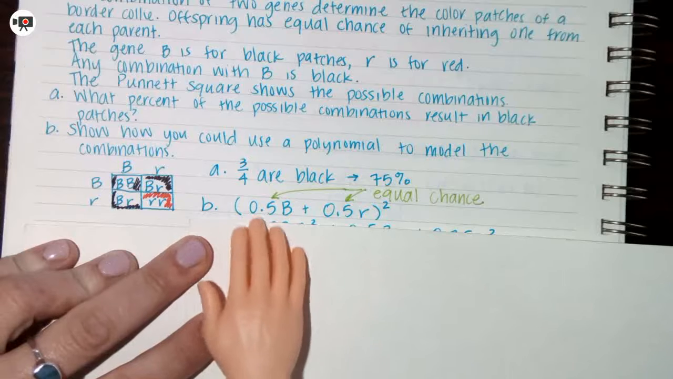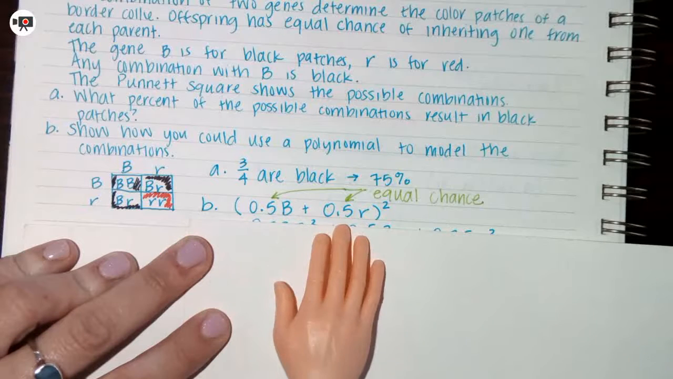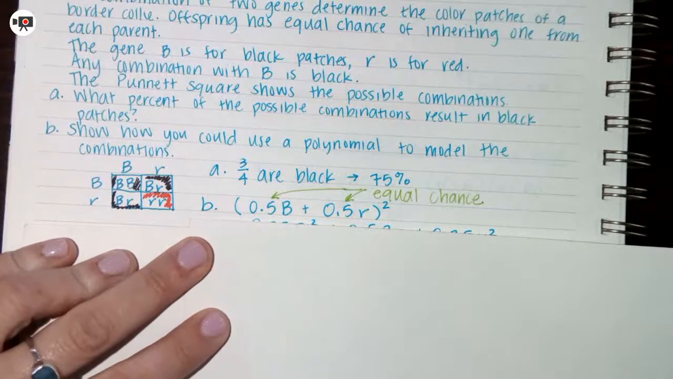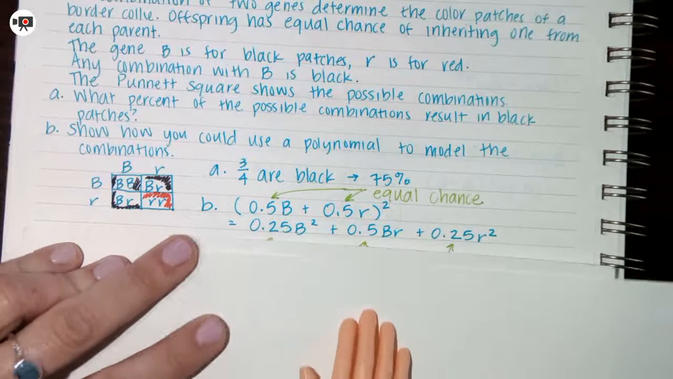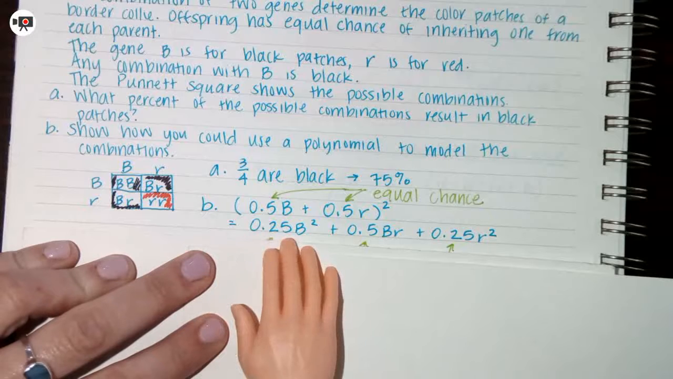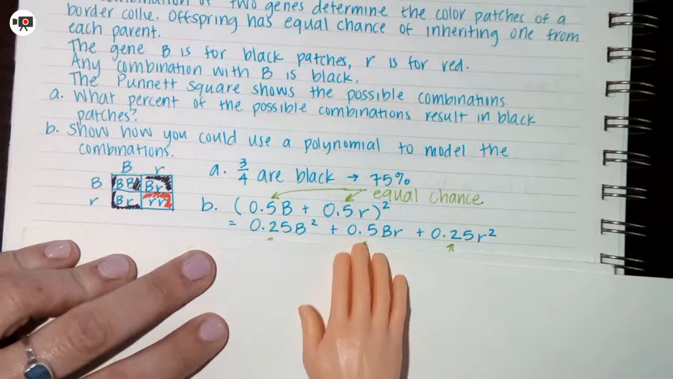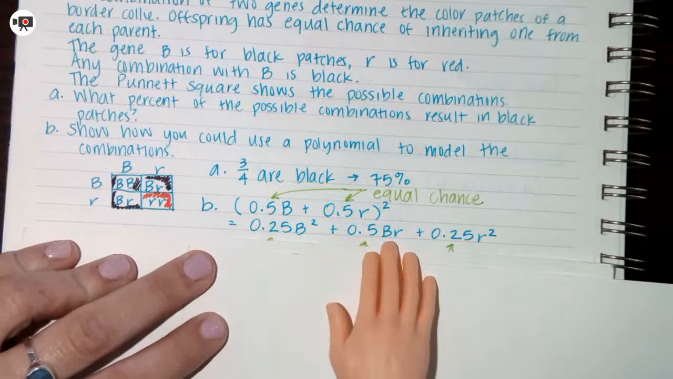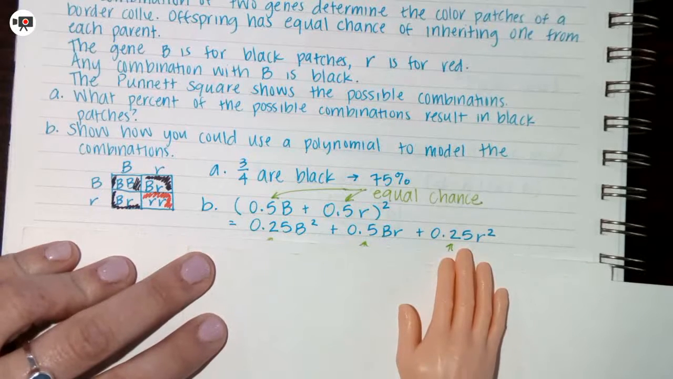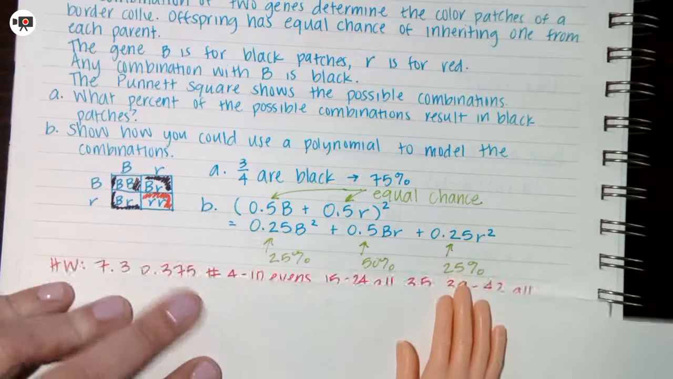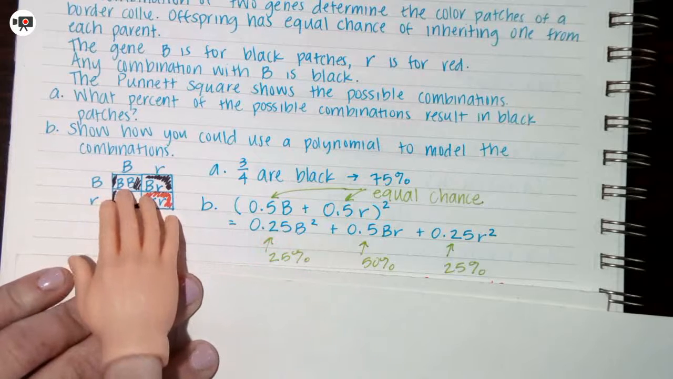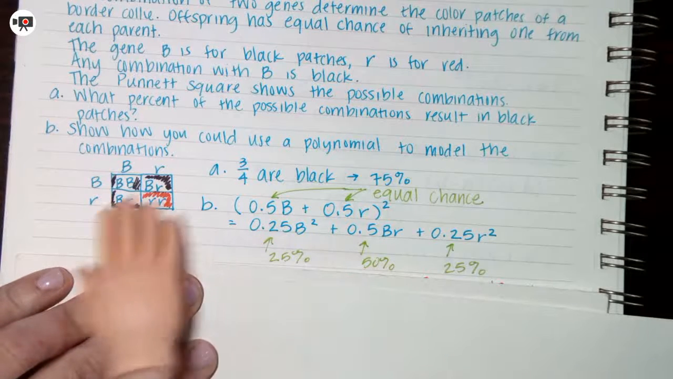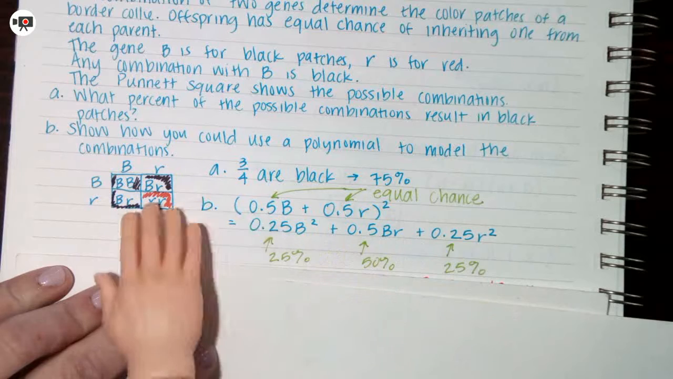Now for B, this would be an equal chance for each gene from the parents, and we have 2 parents, so it's squared. When I FOIL that, I will get 0.25B squared plus 0.5BR, because that would be 0.25 BR plus 0.25 BR, makes 0.5 BR, and then plus 0.25 R squared. So this means that you have a 25% chance of getting BB, 50% chance of getting BR, and 25% chance of getting an RR.